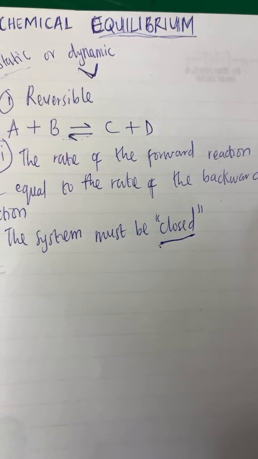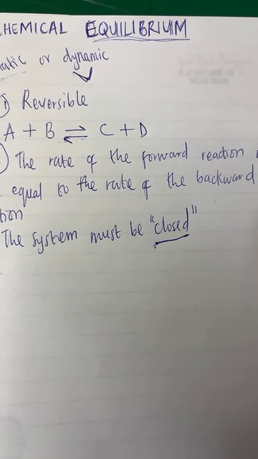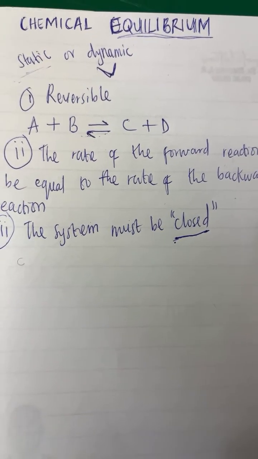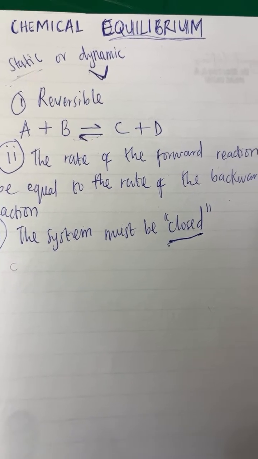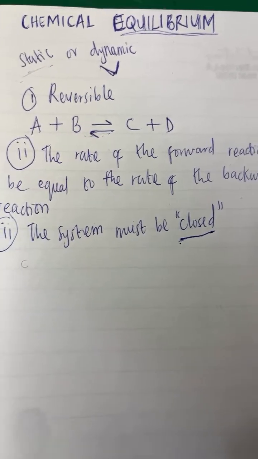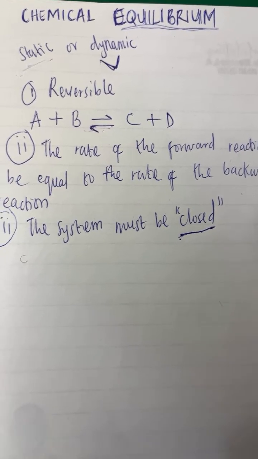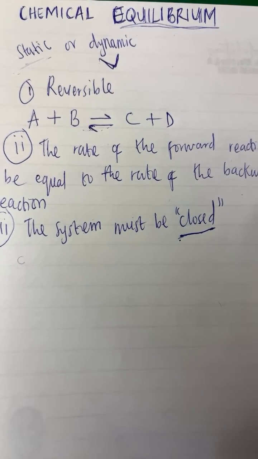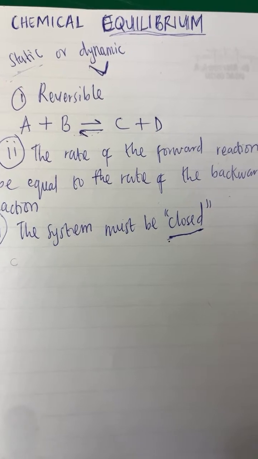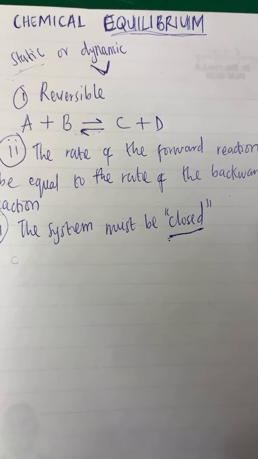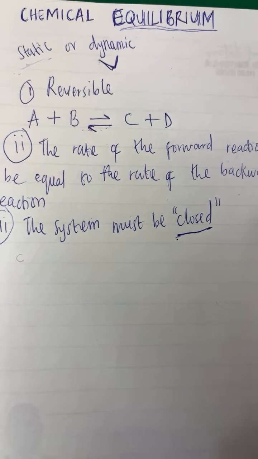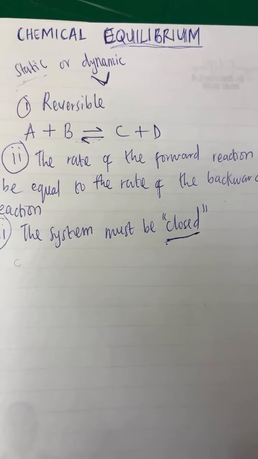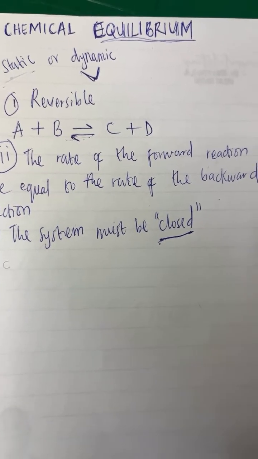So a closed system does not allow the exchange of energy, and does not allow the exchange of matter. So the matter or the energy that starts the reaction must be the same energy that will end the reaction. We usually say that energy can neither be created nor destroyed, but can just be converted from one form to another. So the system must be closed. That means there must not be exchange of matter or exchange of energy, right?